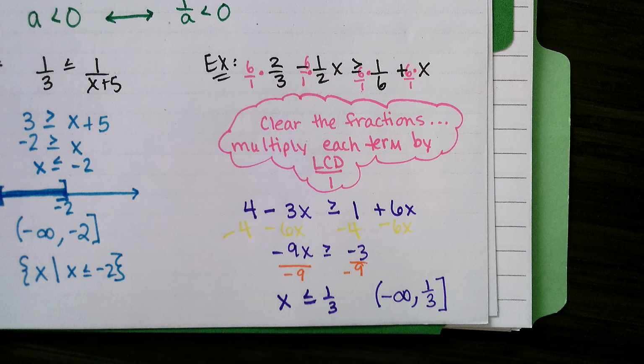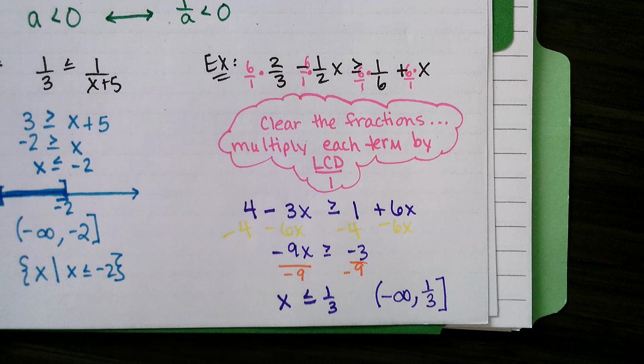How does it do that? Well, if I take 6 times 2, I get 12. 1 times 3 is 3. 12 over 3 simplifies to 4. And then I have minus 6 over 2, so 3x is greater than or equal to 6 over 1 times 1 over 6, which is 1. And then plus 6x. Now that gives me a really super easy inequality to solve.